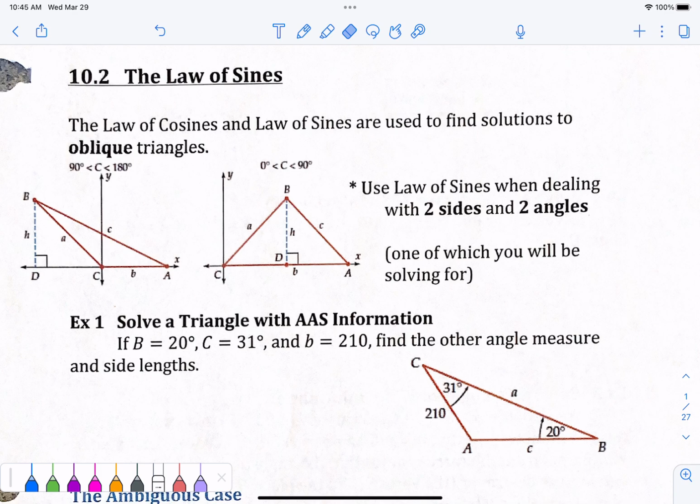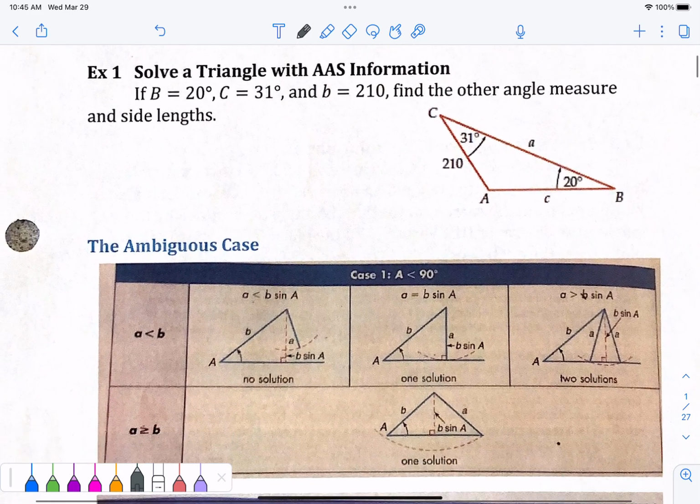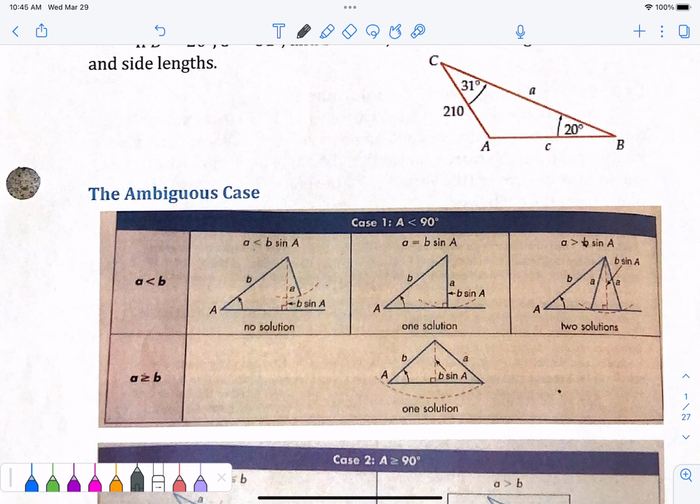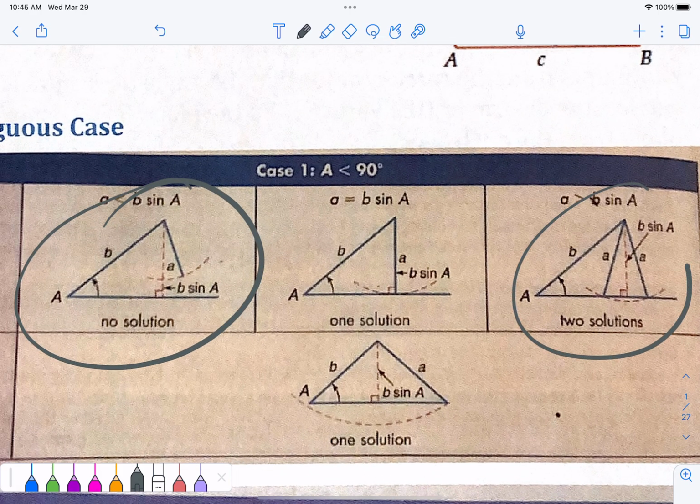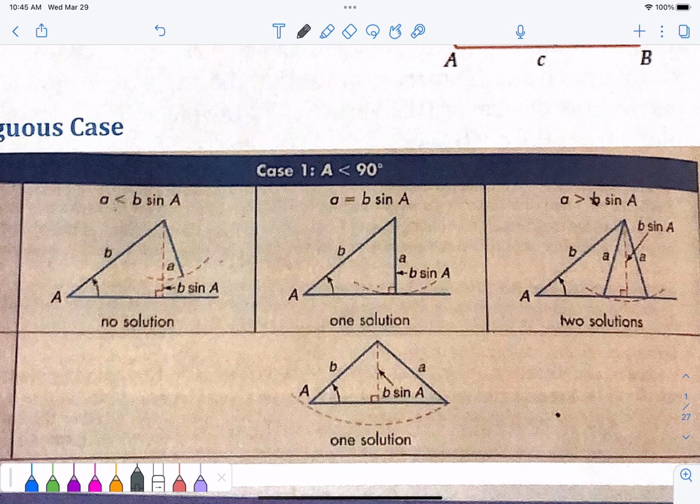10.2 is the law of sines, which we do in geometry. But there is one little weird thing that happens with the law of sines, because sometimes you don't have a solution, or sometimes you have two solutions. We'll talk about when that happens, okay?